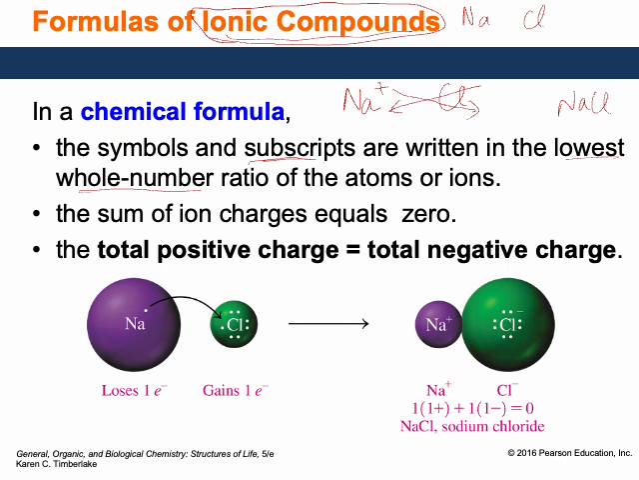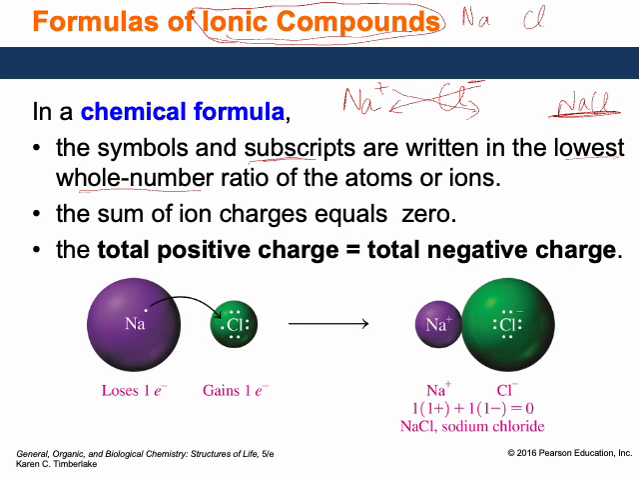So you basically crisscross these numbers, only the numbers. We don't care about the charges. So this is 1. If nothing's written, that means 1. So Na would be 1 because of Cl, and Cl would be 1 because of sodium, and the final formula would be NaCl. And this is the lowest ratio possible, 1:1. Therefore, the formula would be NaCl.